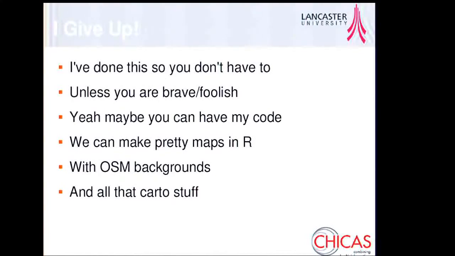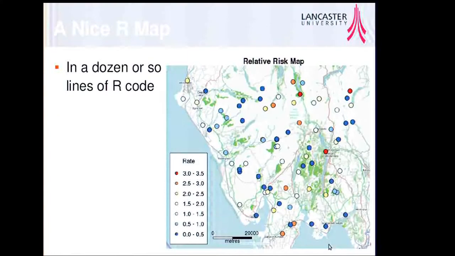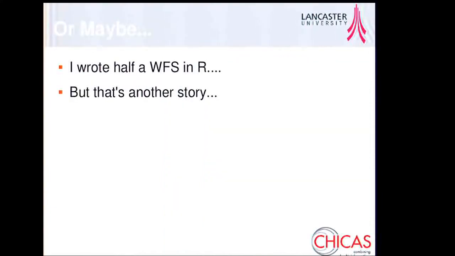We can make pretty maps in R with OSM backgrounds and all that lovely cartographic stuff. Such as this. This is all a dozen lines of R code. It looks as pretty as things you can get out of QGIS, and you've got full control because you've got a programming language behind it. And you can make these into reproducible reports, which you can print off, and the data changes, and you just run them again, and off they come. No point in click rubbish.